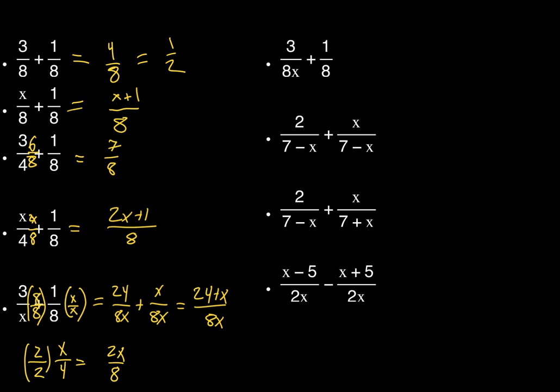And I cannot simplify that. How do I know? 8, 24, and x do not have common factors. 24 and 8 do. x and x do, but all three of them do not. My common denominator here will also be 8x. So this is x over x. So it'll be 3 over 8x plus x over 8x will be 3 plus x over 8x.